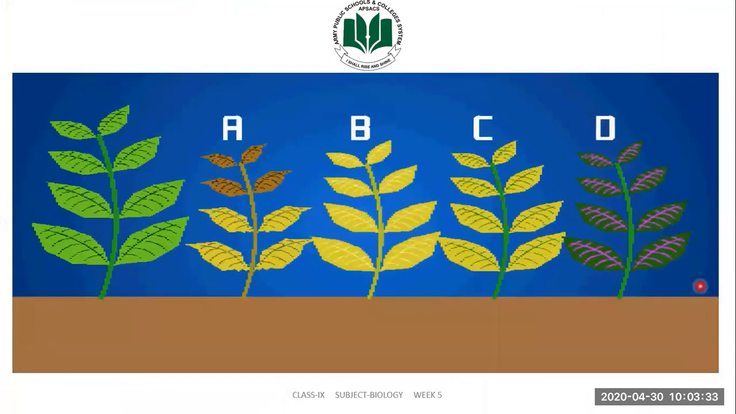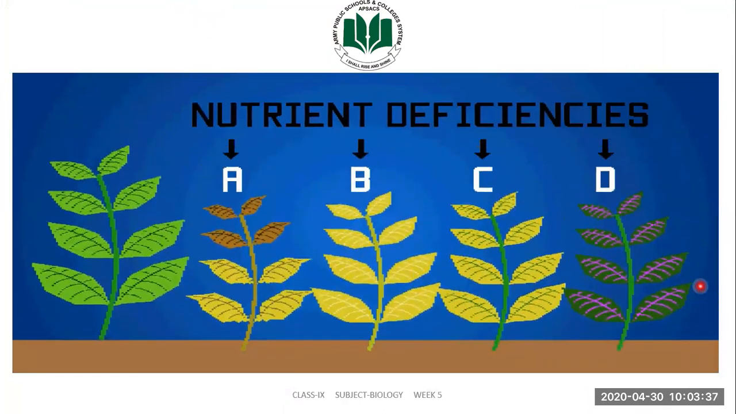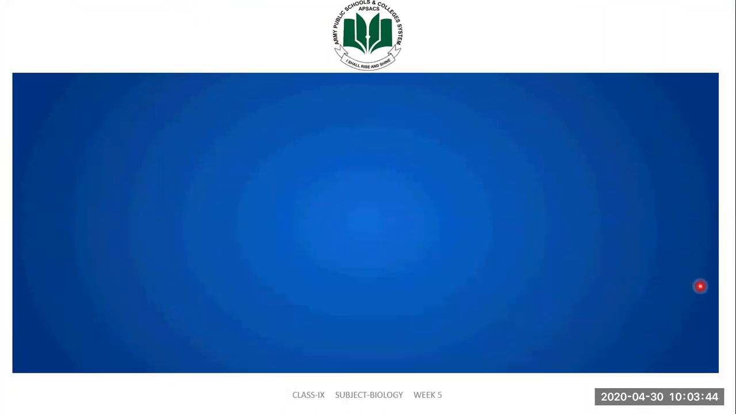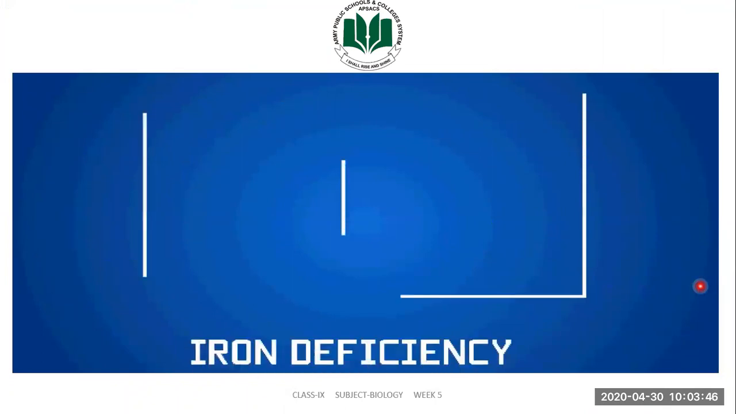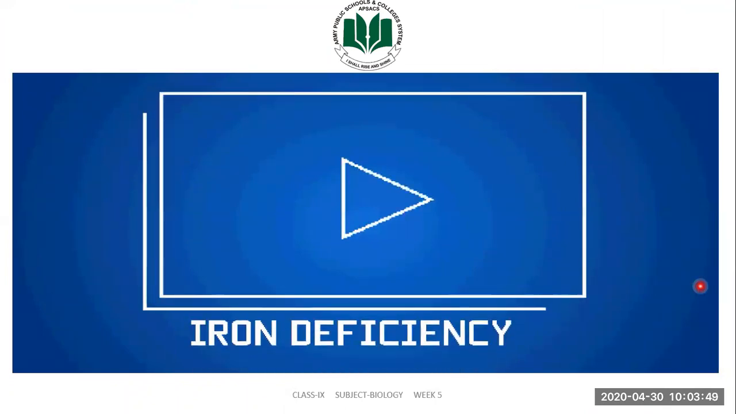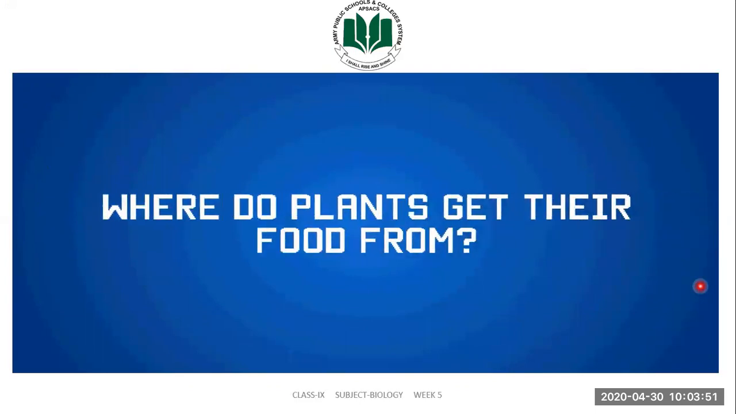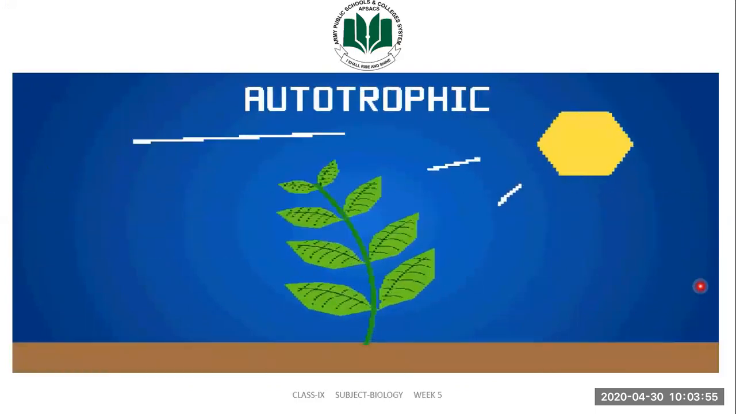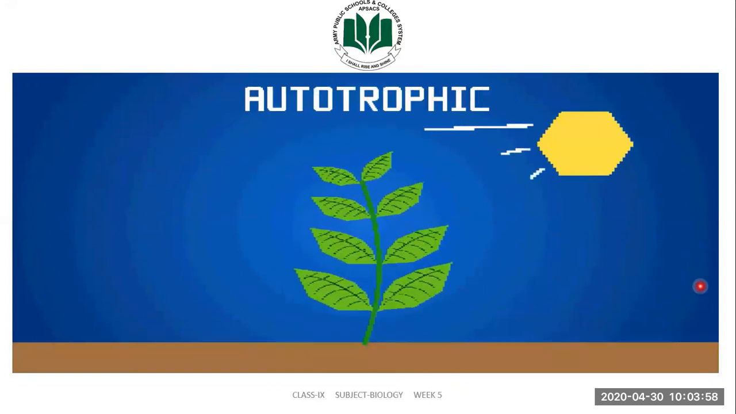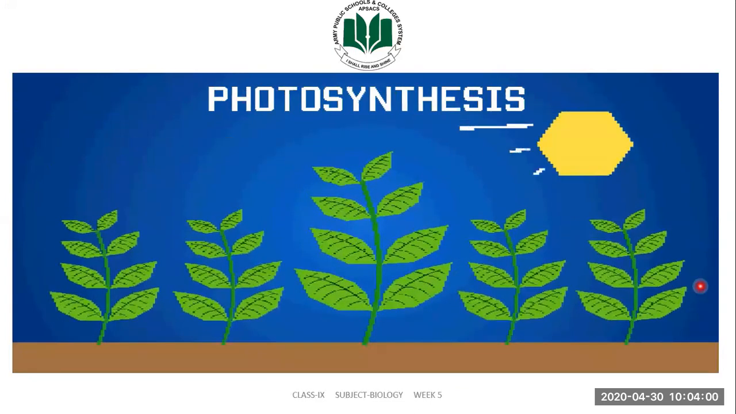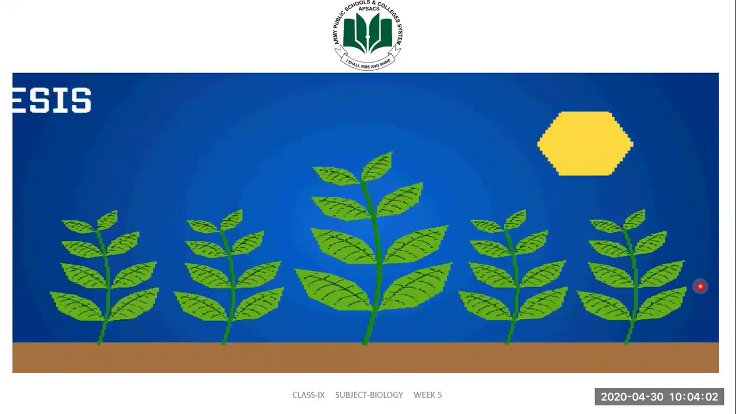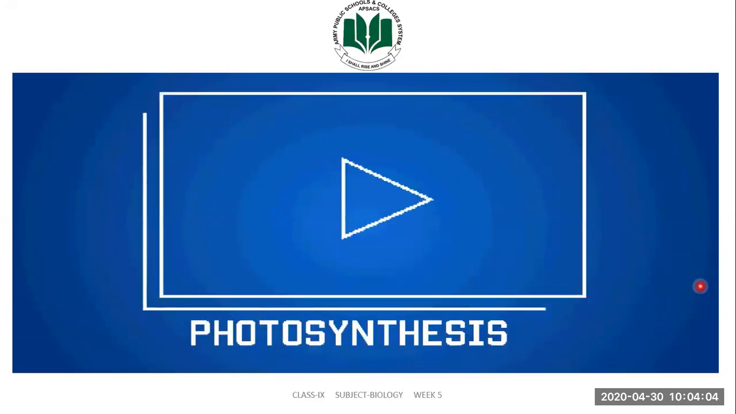What do you think has happened to these poor plants? These plants have nutrient deficiencies. They have not been receiving enough of the micronutrients needed for growth. Humans can also suffer deficiency diseases in malnutrition. Watch this video to find out more. Where do plants get their food from? Remember, they are autotrophic, which means plants make their own food through the process of photosynthesis. You can learn more about photosynthesis in this video.